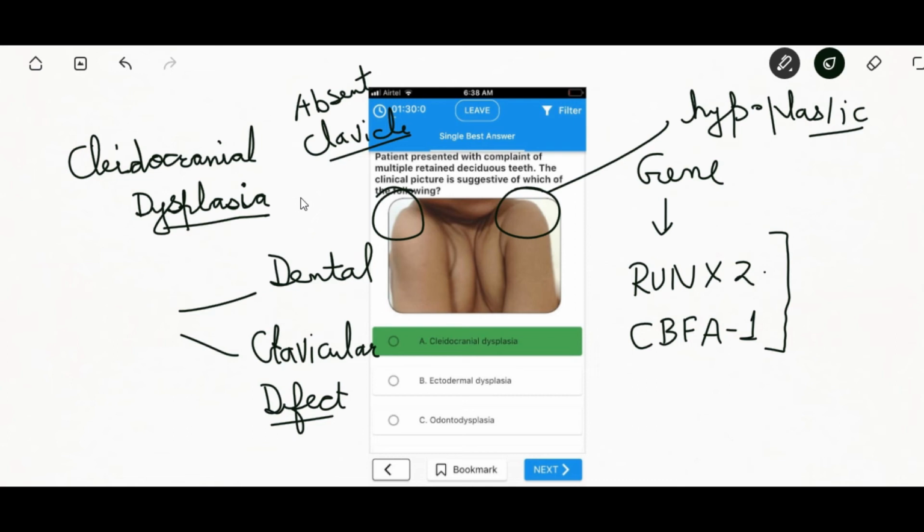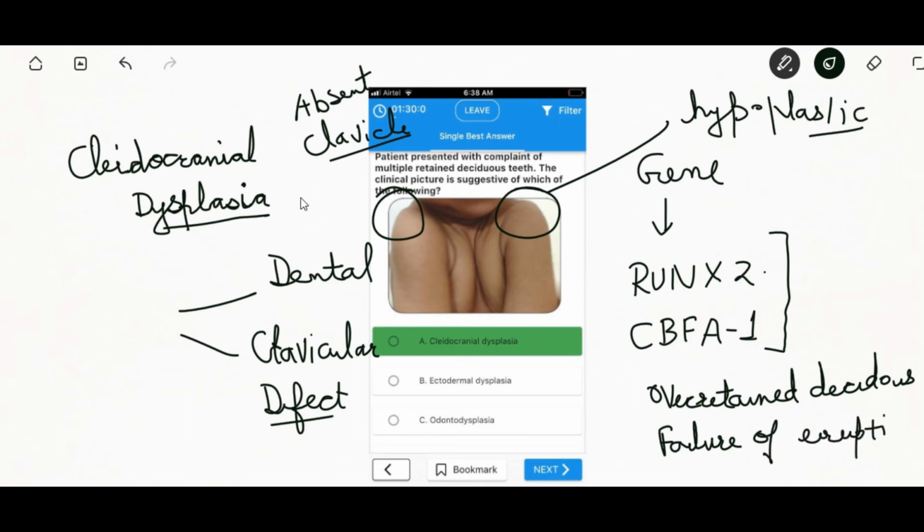On the skull radiograph, you will see fontanelles that show delayed closure or remain open throughout life. The patient often has a narrow, high arched palate, and there is an increased prevalence of cleft palate. For the teeth, you will see over-retained deciduous teeth and delay or complete failure of permanent tooth eruption, which are the characteristic features.